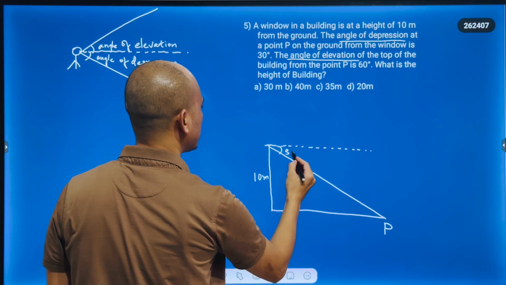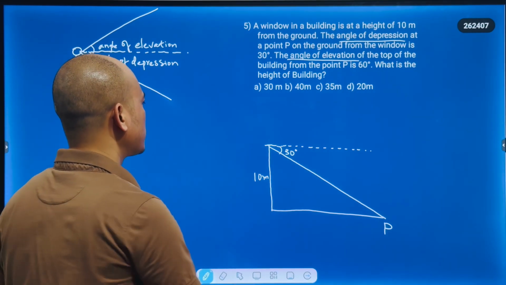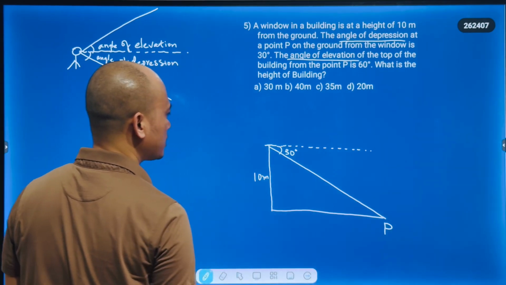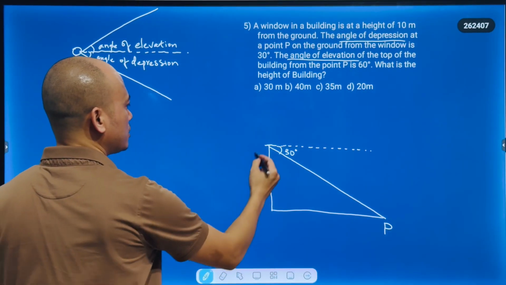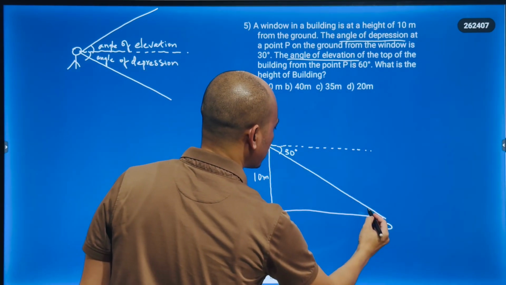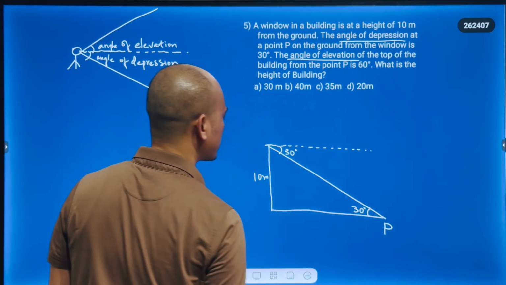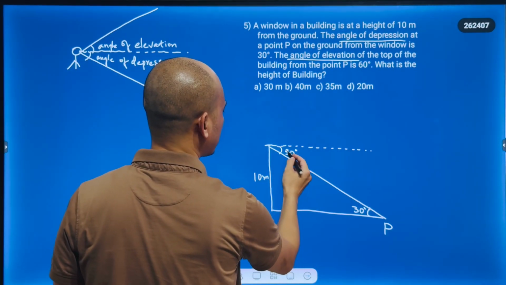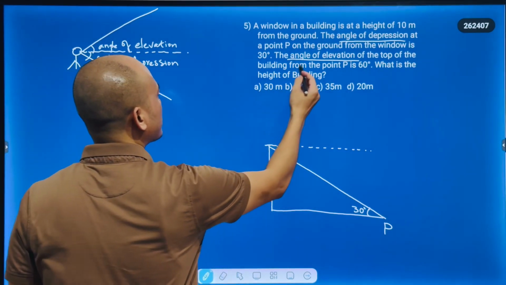So this part here is 30 degrees. There is a straight line, and when there are parallel lines and we draw a line across them, which is called a transversal, if this side is 30, this will also be 30. So this angle will also be 30 degrees. This is the angle of depression. Since it was 30 here, it becomes 30 here.